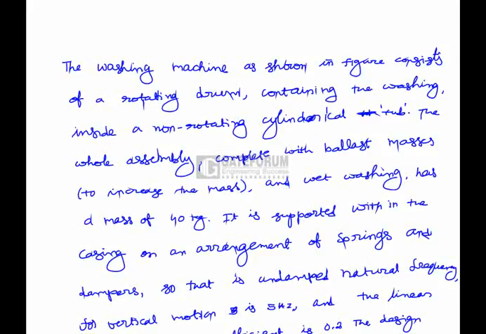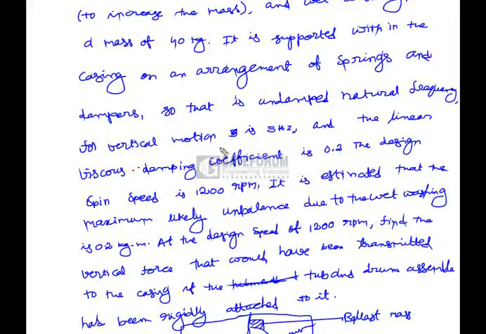A washing machine, as shown in the figure, consists of a rotating drum containing the washing inside a non-rotating cylinder tub. The whole assembly, complete with ballast masses to increase the mass, and wet washing, has a mass of 40 kg. It is supported within the casing on an arrangement of springs and dampers so that its damped natural frequency for vertical motion is 5 Hz, and the linear viscous damping coefficient is 0.2.